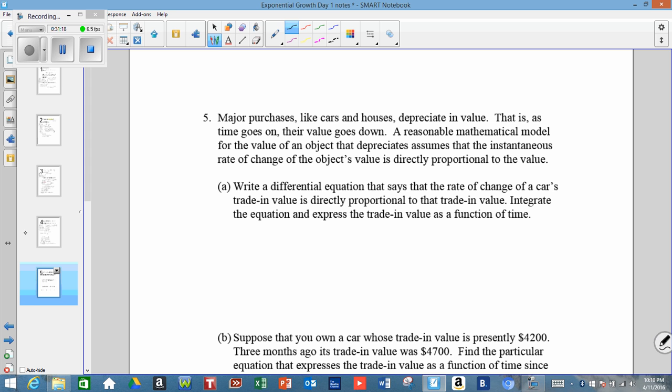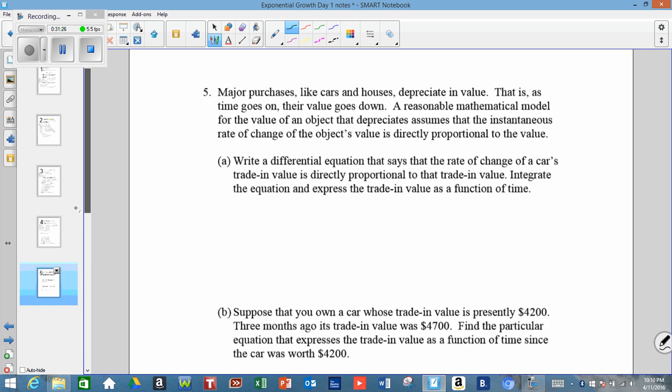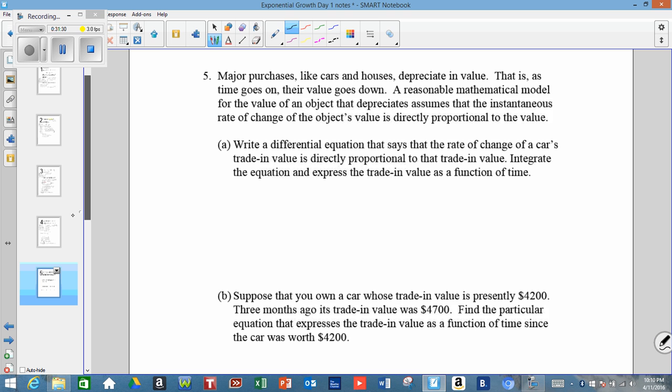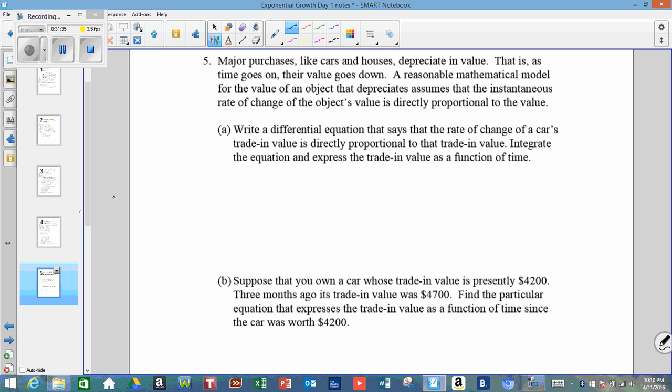All right. Major purchases like cars, houses, and things like that depreciate in value, so this is going to be a decay problem. A reasonable mathematical model for the value of an object that depreciates assumes the instantaneous rate of change of an object's value is directly proportional to its value. Again, it starts the same way. We'll call it V for value in this case. So the value is going to change, and it's directly proportional to the value. Write the differential equation. Done.